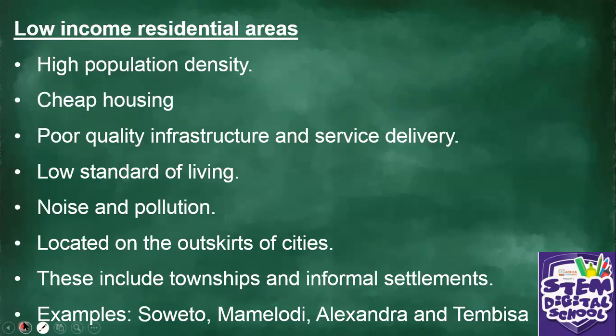And then we go to low income residential areas. This is for people with low income. These areas have got a high population density. A lot of people are living there, overcrowded. There's cheap housing, poor quality infrastructure and service delivery, low standard of living, there's also noise and pollution.